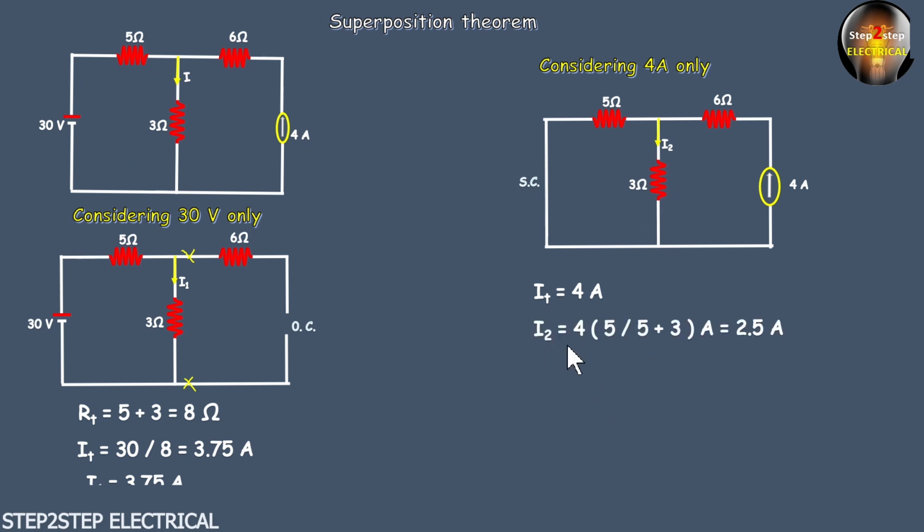So for this, I2 equals total current into 5 by 5 plus 3. Why 5 by 5 plus 3? Because we are finding the current through this 3 ohm. That's why in numerator we will write 5 ohm. So 5 by 5 plus 3, it is going to be 2.5 ampere. So in this way, we have obtained two currents, I1 and I2.